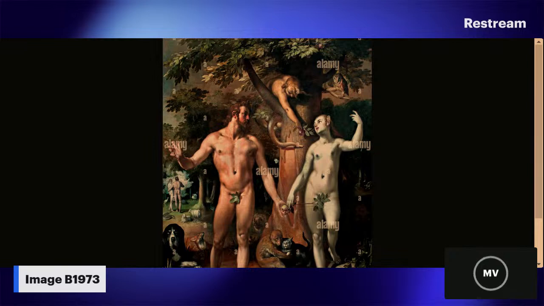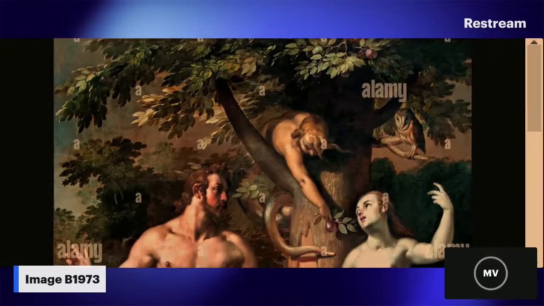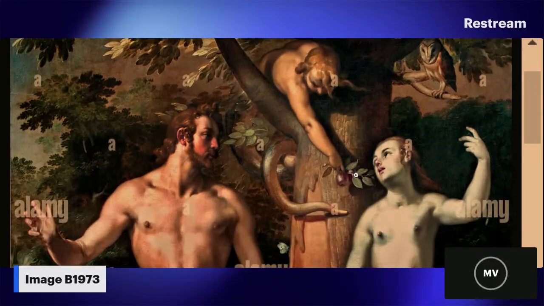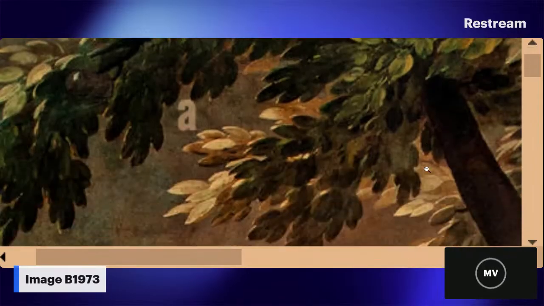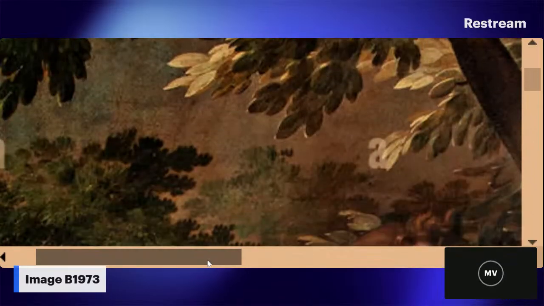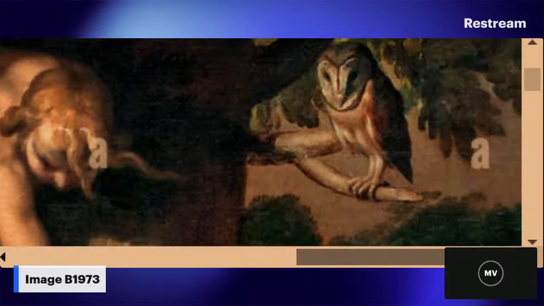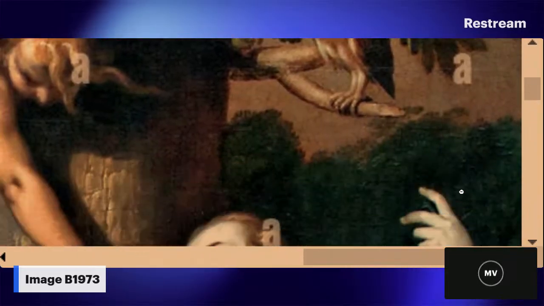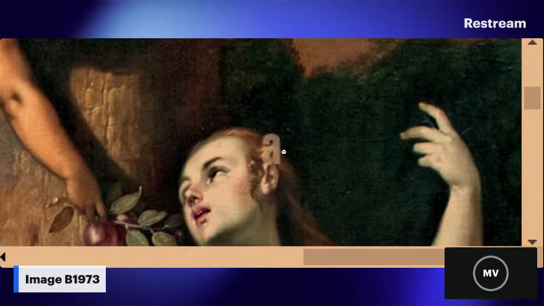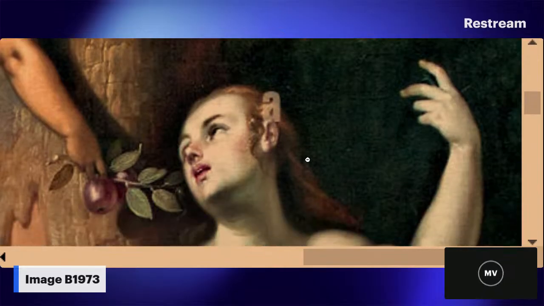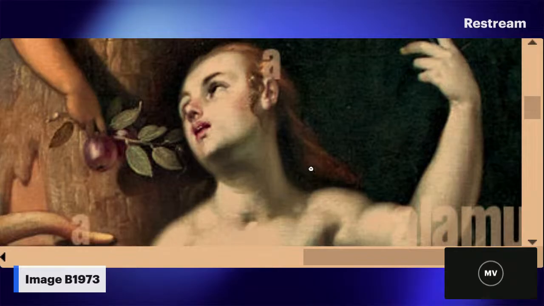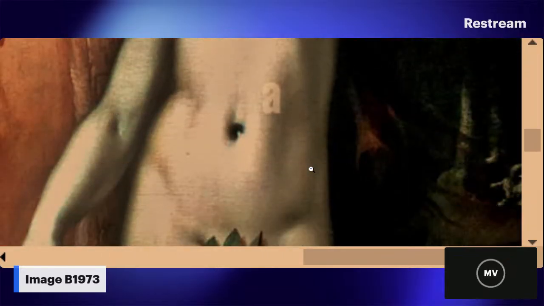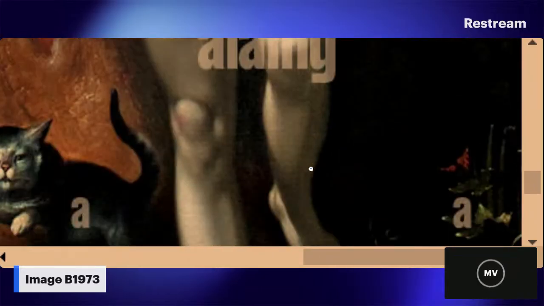It is creepy. Like, look at this woman here. She looks like she's got elf ears or something. I don't know what's going on there. What's going on with that? That's freaky. Owl. Oh, she's got an A above her ear. There's something wrong with her. She's all gray.